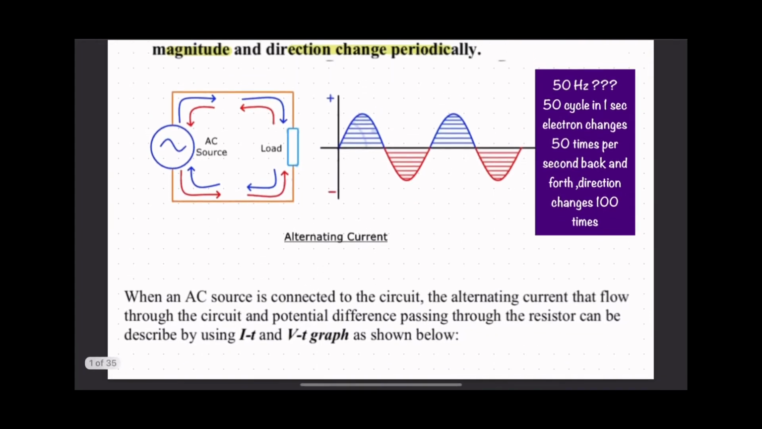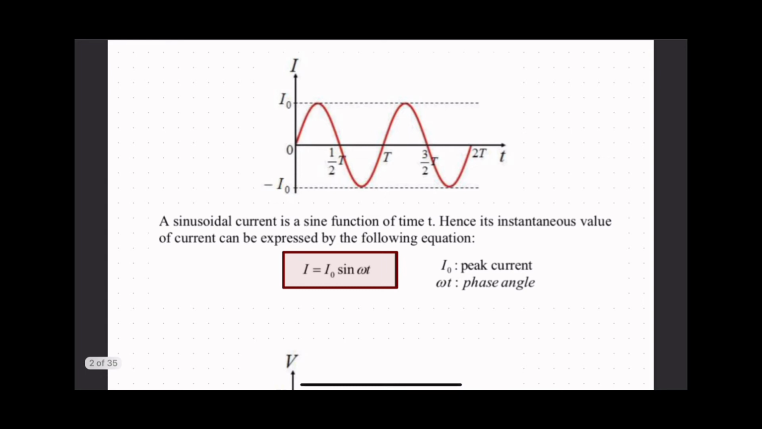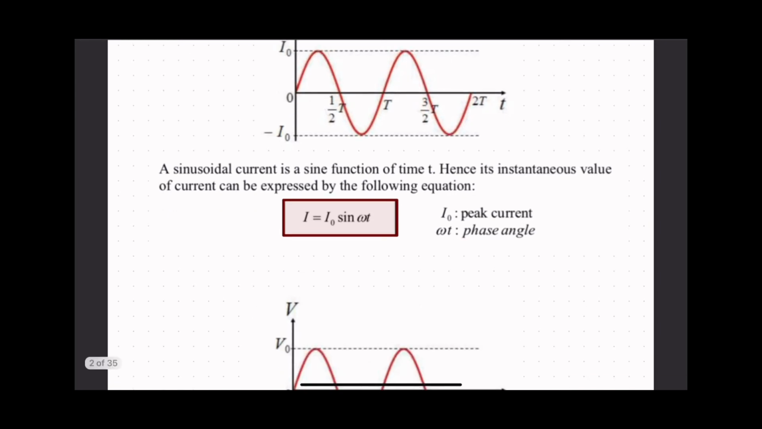So when an AC source is connected to a circuit, the alternating current that flows through the circuit and the potential difference across the resistor can be described by using the I-t and V-t graph shown in the figure. So you can see that it's represented by the sine function of time graph. This is graph I versus t, represented by the sine graph. The maximum point here we call peak current, and omega t is the phase angle. So the equation for this graph is I equal to I naught sine omega t.